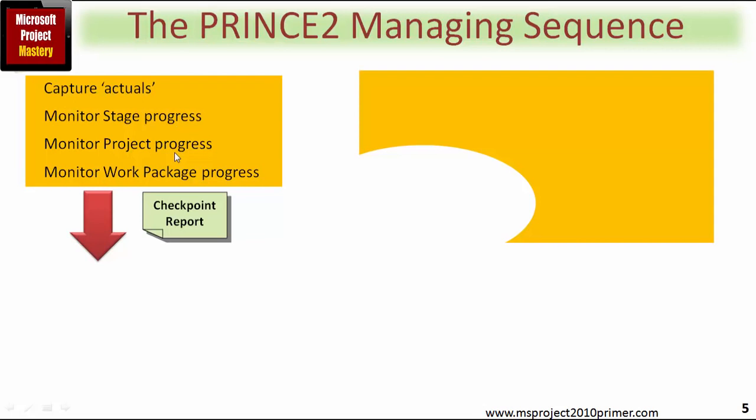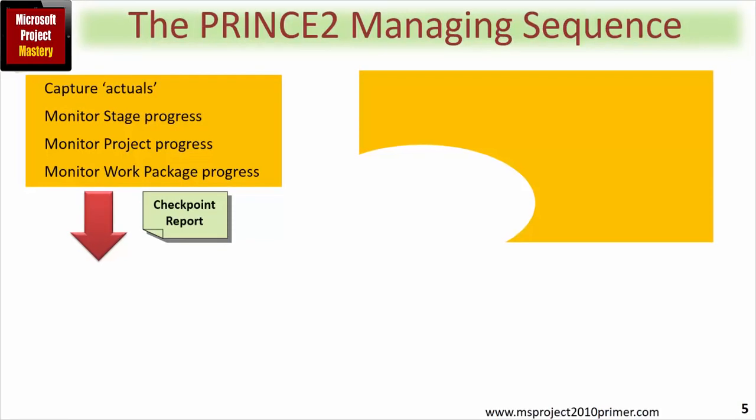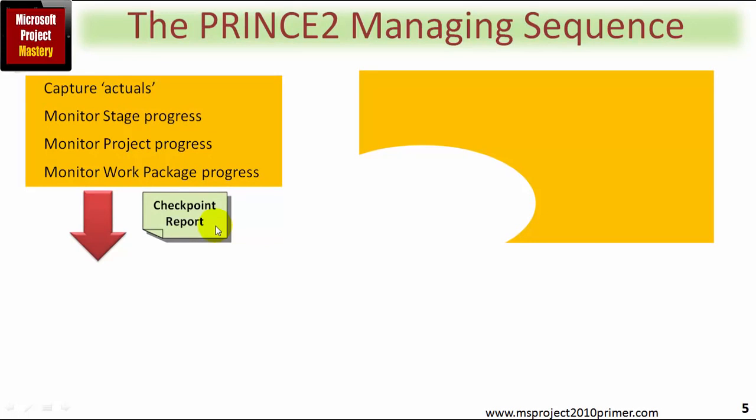However, at the end of each stage, the project plan is updated to reflect current progress and future forecasts. Down at the lowest level, of course, the project manager will be monitoring the work package progress throughout the stage. The specialist team will give the project manager regular checkpoint reports, again to provide the actual information, forecast, updates of risks and issues within the work package, and so on.